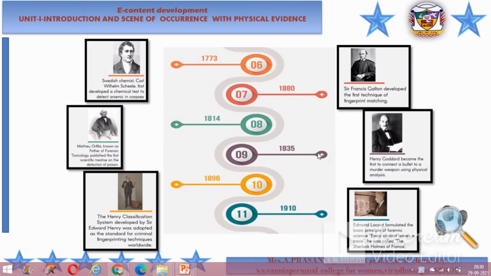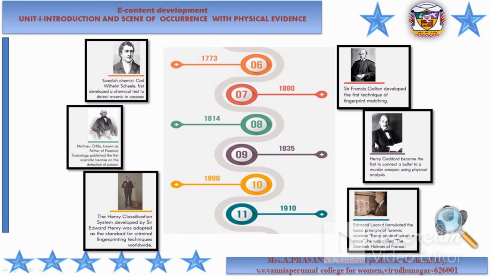Let us see the origin of forensic ballistics, the foundation of forensic ballistics. He's a Scottish scientist, Lord Henry Goddard. He became the first in 1835 to connect a bullet to a murder weapon using physical analysis.